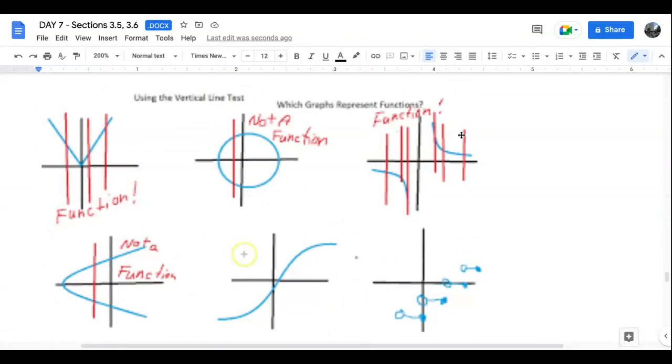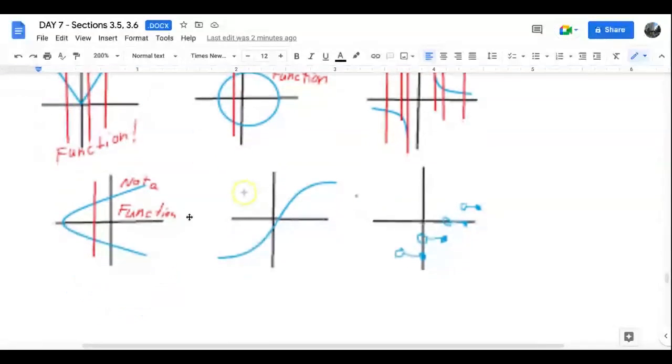And this one is actually 1 over x. The first one is the absolute value of x. This one is 1 over x, a rational function. Anywhere we put a vertical line, it only crosses once. But we have two branches, one in the first quadrant and one in the third quadrant. So that's the 1 over x graph.